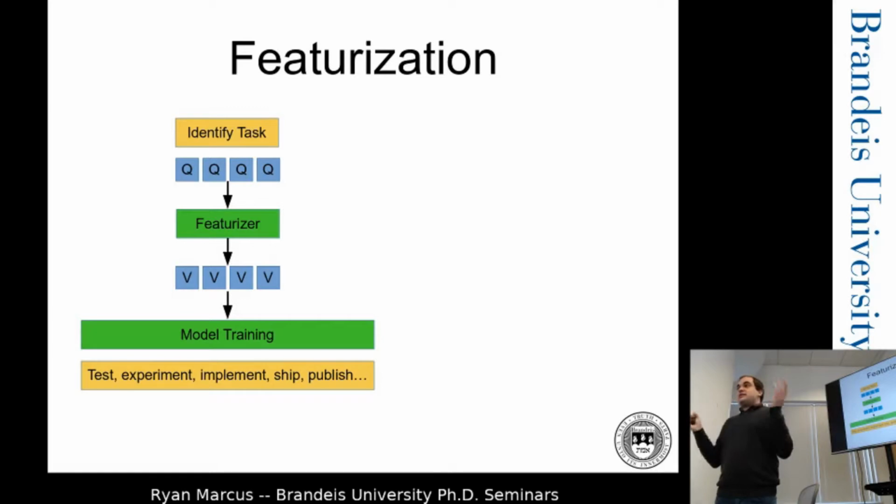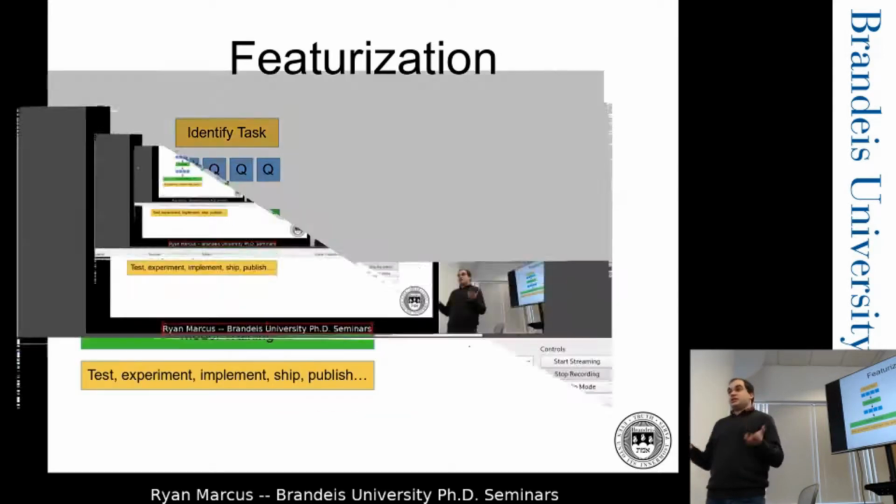So they put all that stuff together into something called a featurizer. So the queries go into the featurizer and out come vectors. Then we use those vectors, we do the standard thing, we train models, we do cross-validation, we write papers, we get rejections, etc., right?